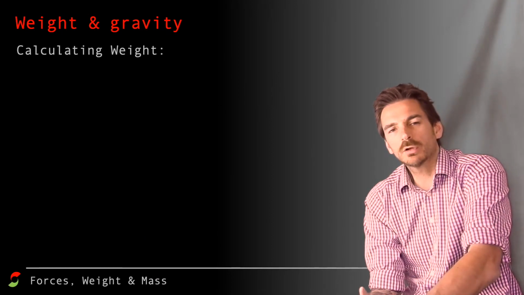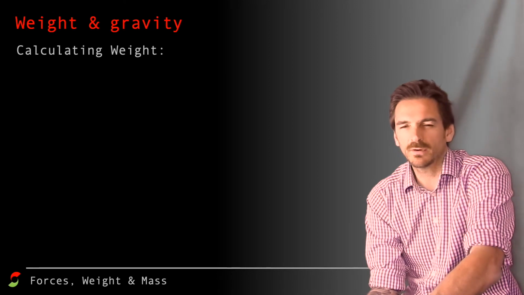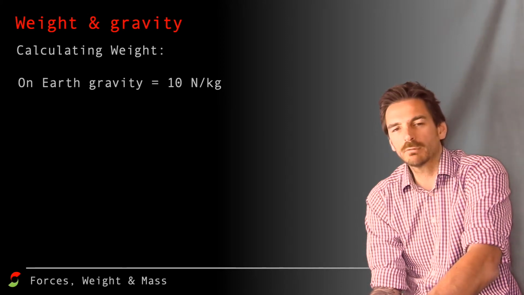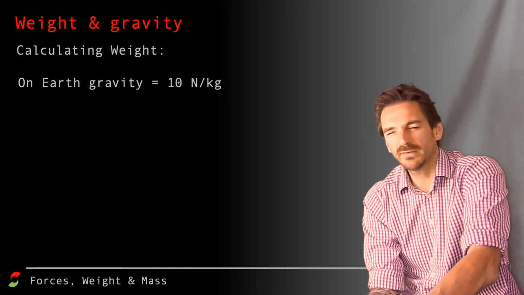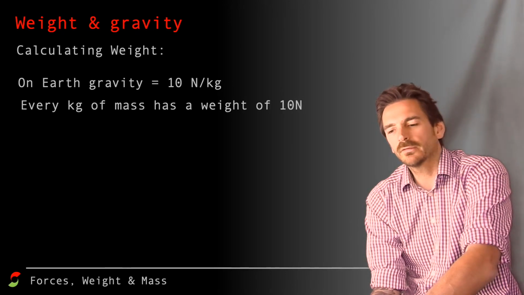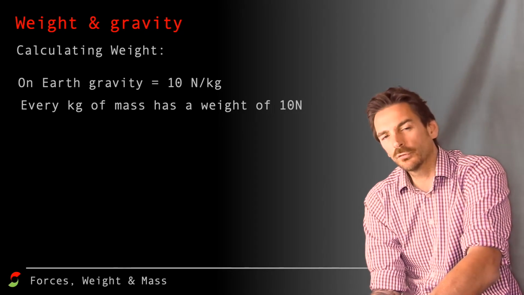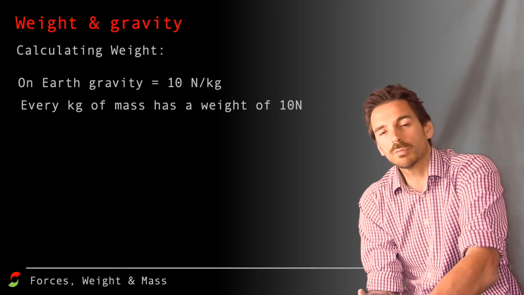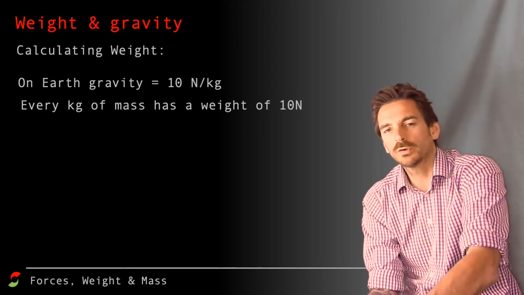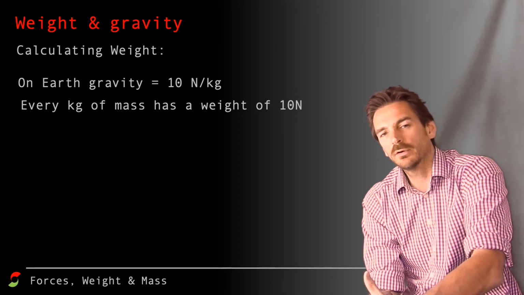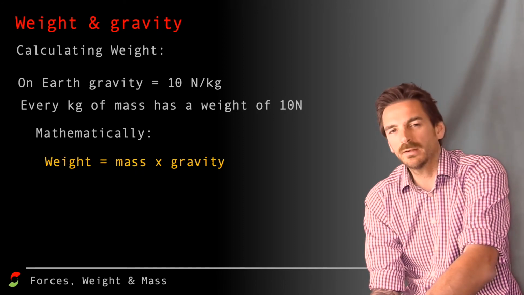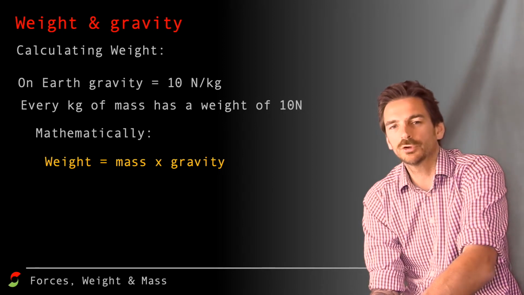So let's have a look at how you can calculate weight then. Very, very common questions in exams. So on Earth we have a gravity of, it's actually just under 10, but for GCSE we say it's 10 newtons per kilogram. And what that means is that for every kilogram of mass there is a force of 10 newtons produced on it, or a gravitational force of 10 newtons is exerted on that kilogram. So 1 kilogram will produce a 10 Newton force. So mathematically, it just means that weight equals mass times gravity, or W equals mg.